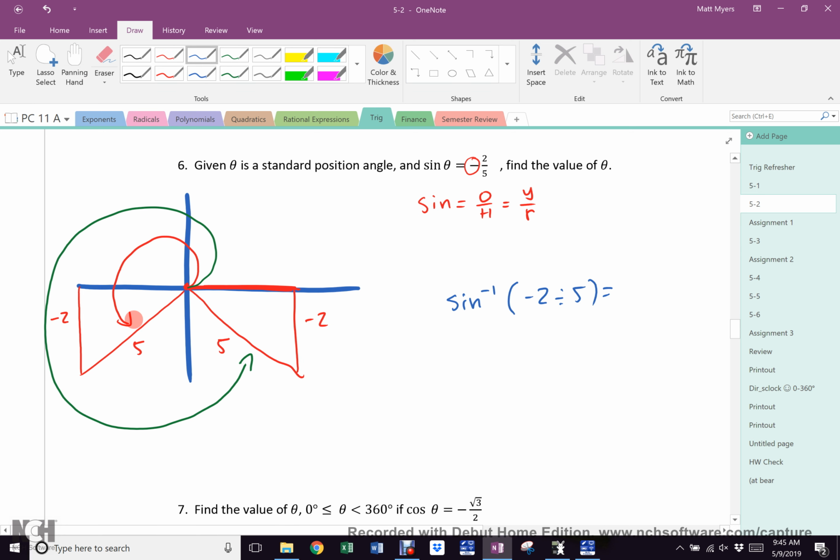Is the red theta 24? No, because I've gone all the way around. Is the green theta 24? No, because I've gone all the way around. So where does that 24 really live? Right there and right there. Because that's where I'm getting it, right? Because I get it out of this triangle.